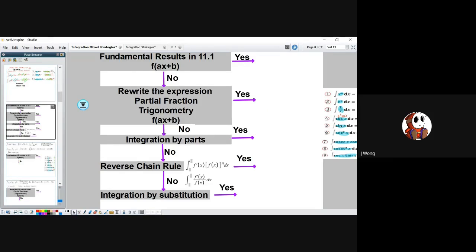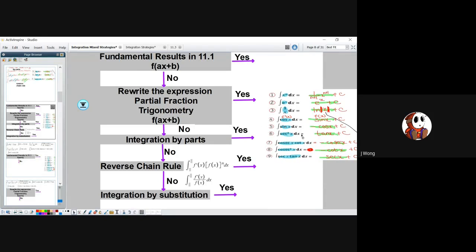Starting from the beginning, we would like to see if the integral that we are currently facing is actually just a standard form, or a standard form that is just sugarcoated into ax plus b. If yes, then you could just end there. If no, then you could try to rewrite your expression using either partial fractions or trigonometry. And once you have done that, and the end product can be solved with the standard integrals together with the ax plus b technique, then you could end there.